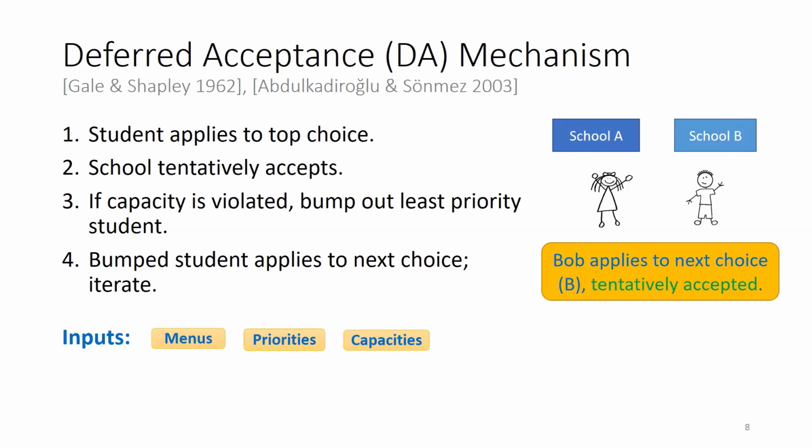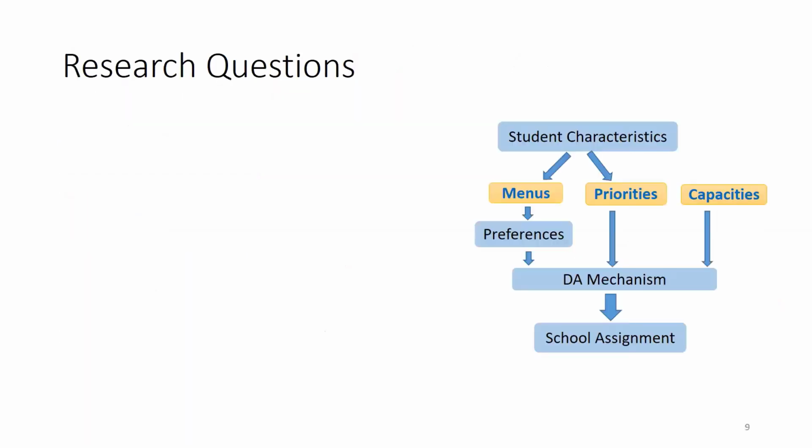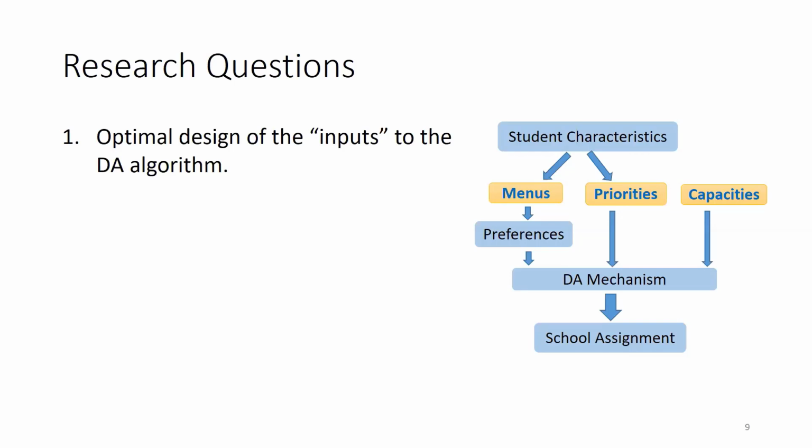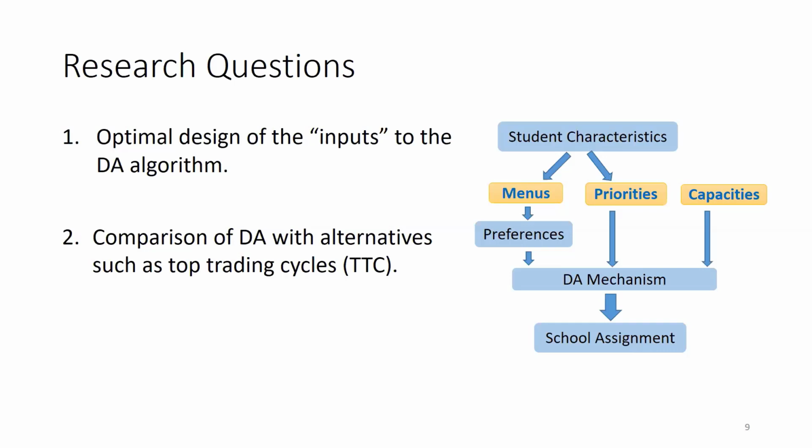Let me remind you that in order to implement such a mechanism, the needed inputs are the menus, what schools each student is eligible for, the priorities, which decide who gets bumped out, as well as the capacities at each school. And the research questions in this paper are, first, coming up with the optimal design of these inputs, the menus, priorities, and capacities for the deferred acceptance mechanism. Second, it will be comparing deferred acceptance with alternatives such as top trading cycles while accounting for the flexibility of these inputs.